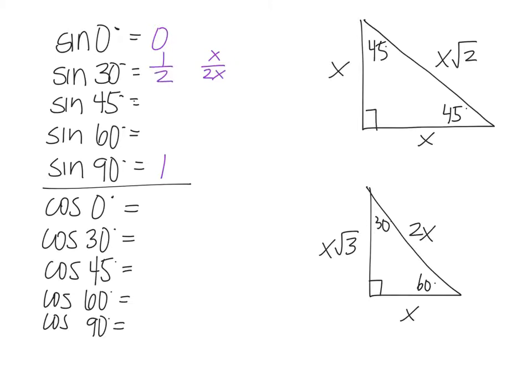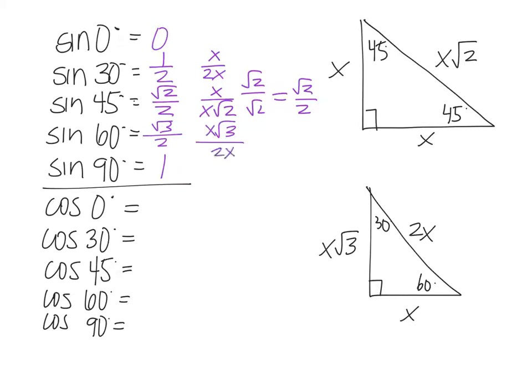Well, that's good. What about 45? I'm over here at 45. It doesn't really matter where you're sitting. And it's x divided by x root 2. Well, we know that that can't stay that way, so we rationalize, and we get the square root of 2 over 2. Well, that's awesome. All right, and then 60, we know that we're sitting over here, so that means we have x root 3 over 2x. So that's root 3 over 2, right? We know that just goes down to root 3 over 2.